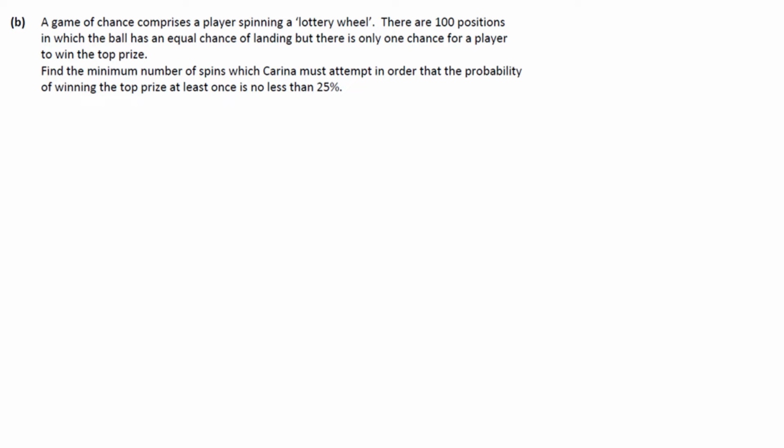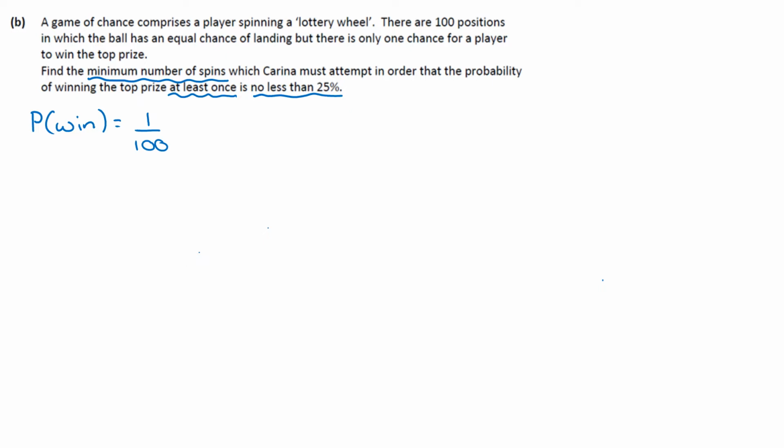A game of chance comprises a player spinning a lottery wheel, and there are 100 positions in which the ball has an equal chance of landing, but there is only one chance for the player to win. So what is the probability of a single win on a given spin? And that is a 1 in 100 chance. Find the minimum number of spins which Karina must attempt in order that the probability of winning the top prize at least once is no less than 25%.